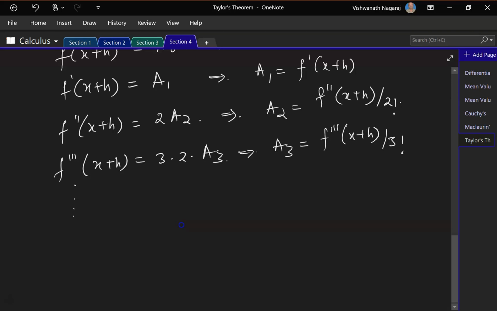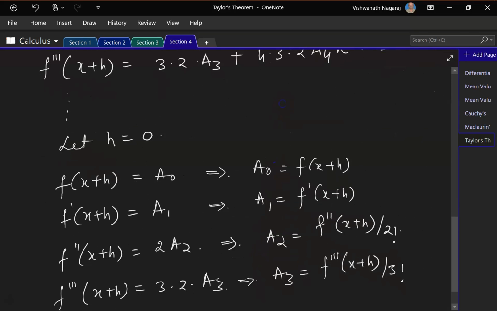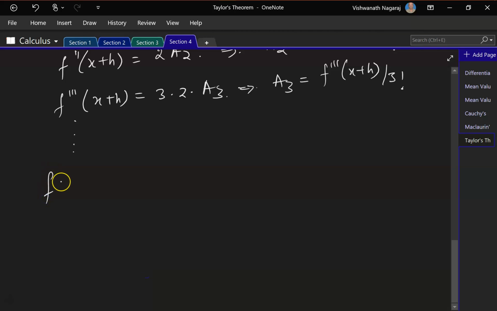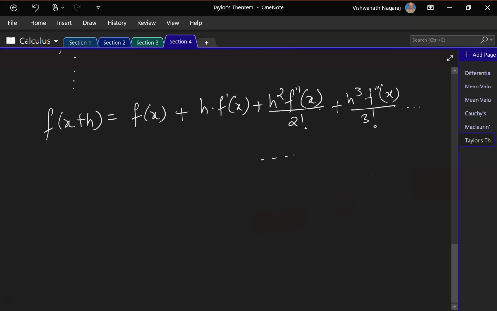So which means our function, we can now do substitution again and get f of x plus h is equal to f of x, because a naught is equal to f of x, plus h times f prime of x plus h square f double prime of x by 2 factorial plus h cube f triple prime of x by 3 factorial and so on. Okay, now here let's try out a few things.